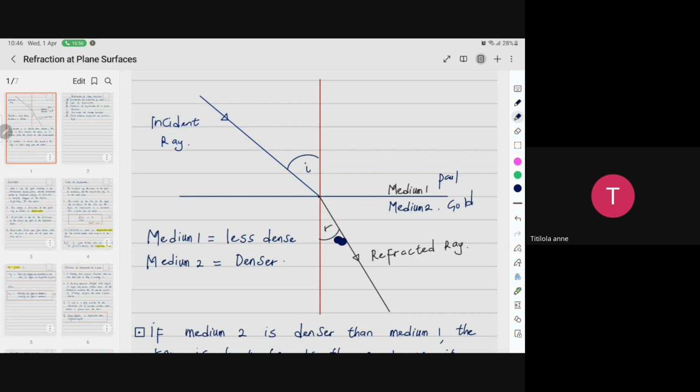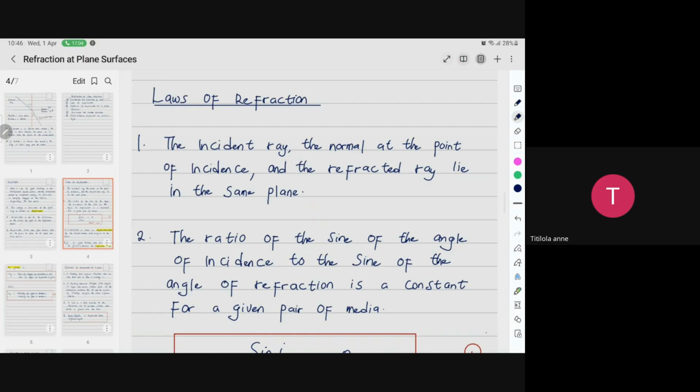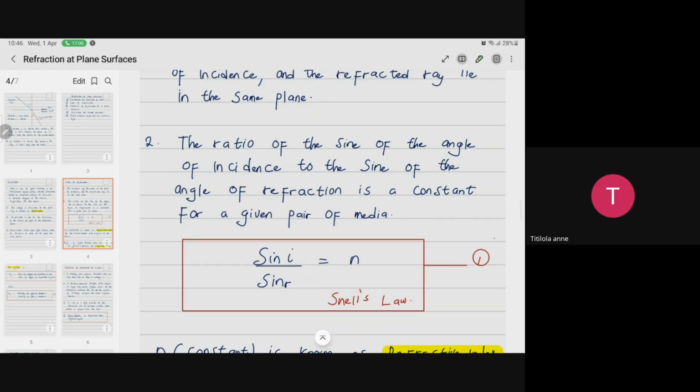The second one is that the ratio of the sine of this and the sine of this gives us a constant. That constant is what we call the refractive index. So the ratio of the sine of the angle of incidence to the sine of the angle of refraction is a constant for a given pair of media. So that is what we regard as Snell's law: sine i over sine r is equal to n.